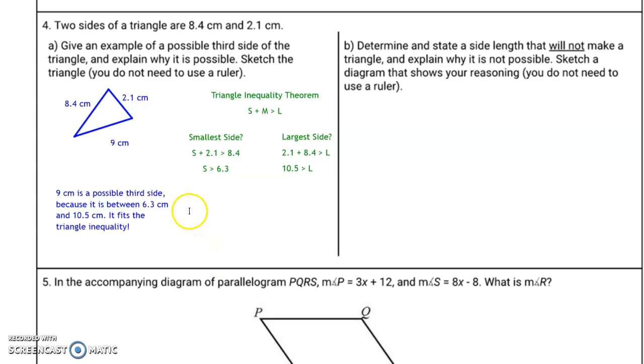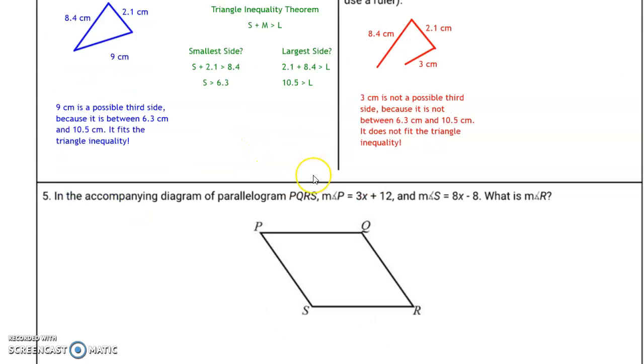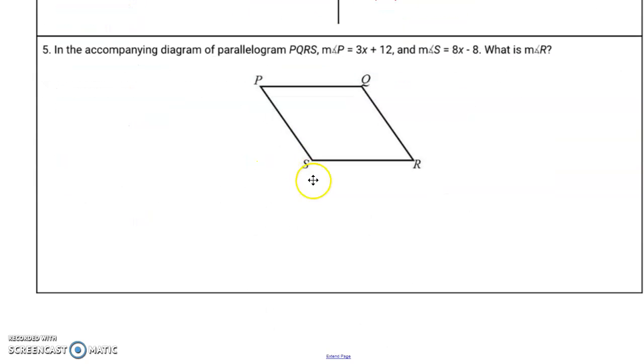All right, all I had to do was pick a number between 6.3 and 10.5, so I decided to pick 9. 9 is a possible third side because it is between these 2 numbers, or in other words, it fits the triangle inequality. Similarly here, I had to pick a number that did not fit the triangle inequality. 3 is the number that I picked because it doesn't fit in between 6.3 and 10.5. It's smaller than 6.3.